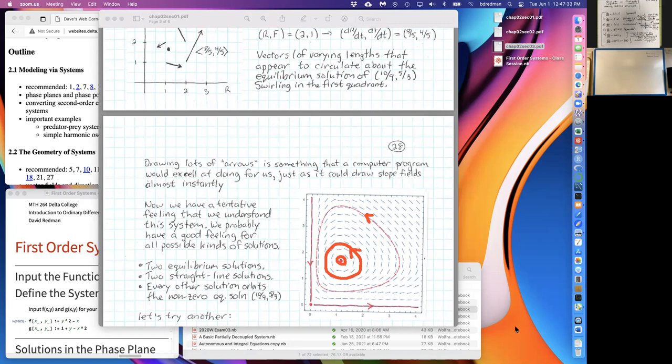Okay, I'm going to clear that drawing. Let's try another problem. But start by getting this very clear at the beginning. Phase plane is where the action's happening. The XY plane, the RF plane, the UV plane, whatever variable's using. Phase portrait is a picture of what's happening, a representative sample of all the solutions types that are possible in that problem.